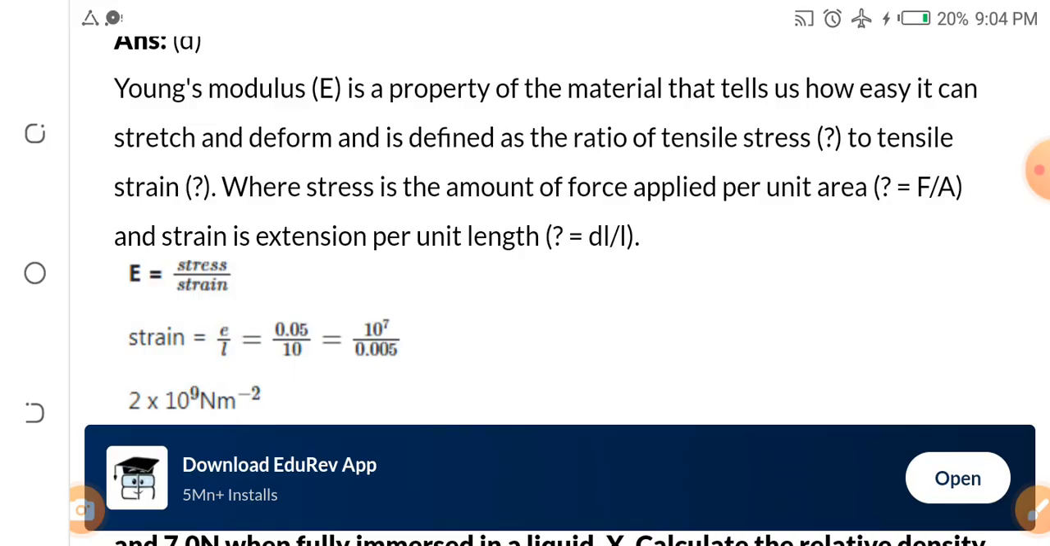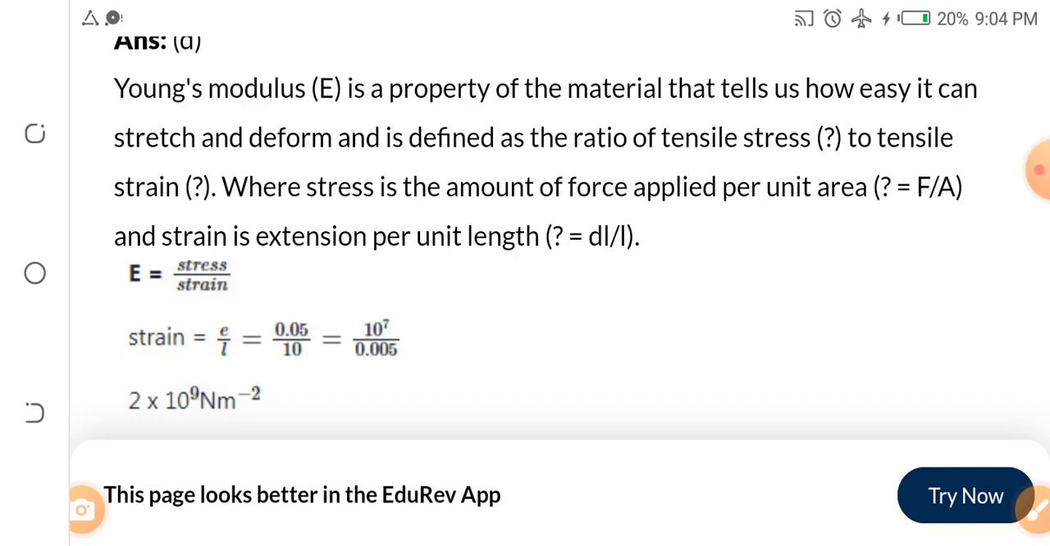Okay, let me now explain Young modulus. Young modulus, that is E, is always stress over strain. It's a property of the material that tells us how easy the material can stretch and deform, and is defined as the ratio of tensile stress to tensile strain. So that is why it is stress over strain.